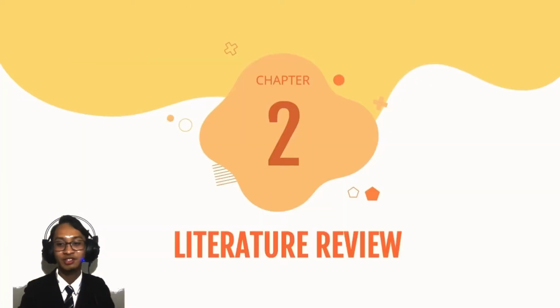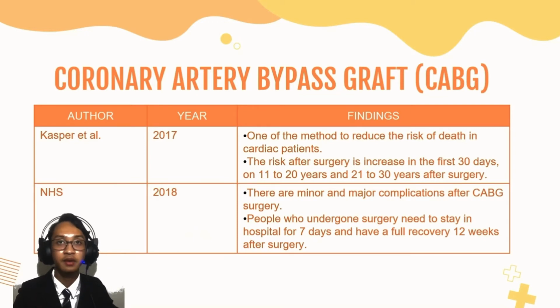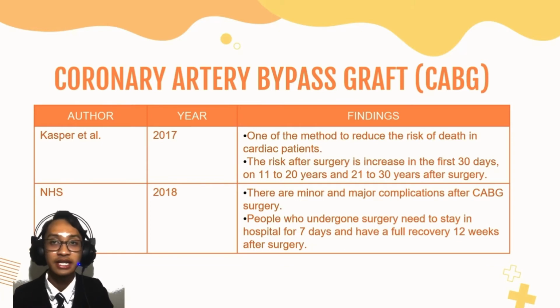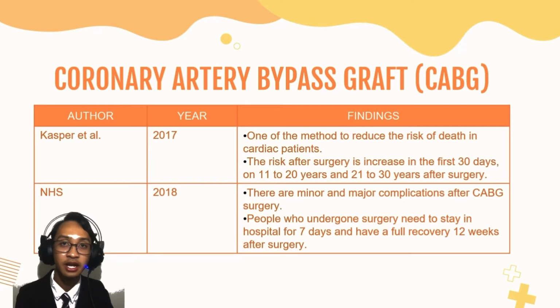Chapter 2, Literature Review. The first one is CABG. Casper et al. found that CABG is one of the methods to reduce the risk of death in cardiac patients. The risk after surgery is increased in the first 30 days after the surgery. Also, there are findings about CABG where there are minor and major complications after surgery, and people who undergo the surgery need to stay in hospital for 7 days and have a full recovery 12 weeks after the surgery.